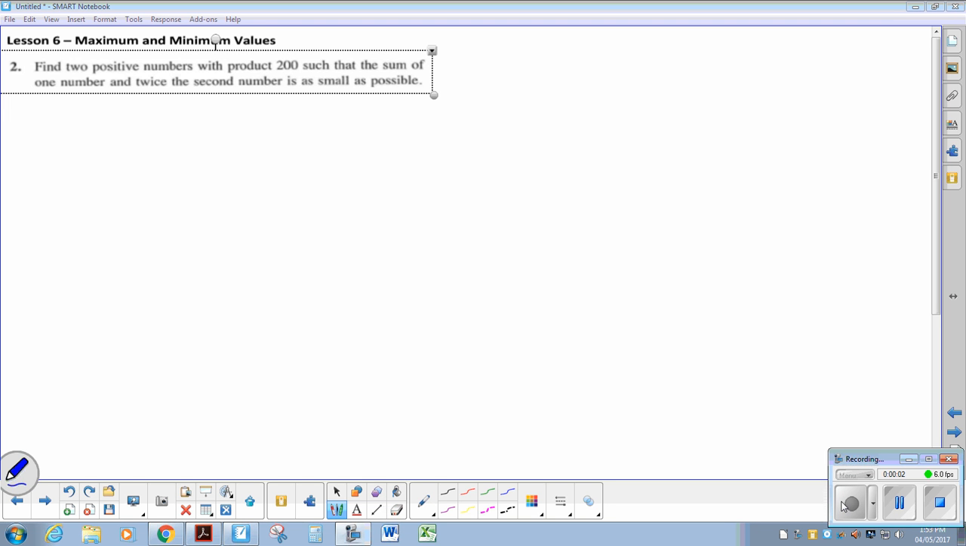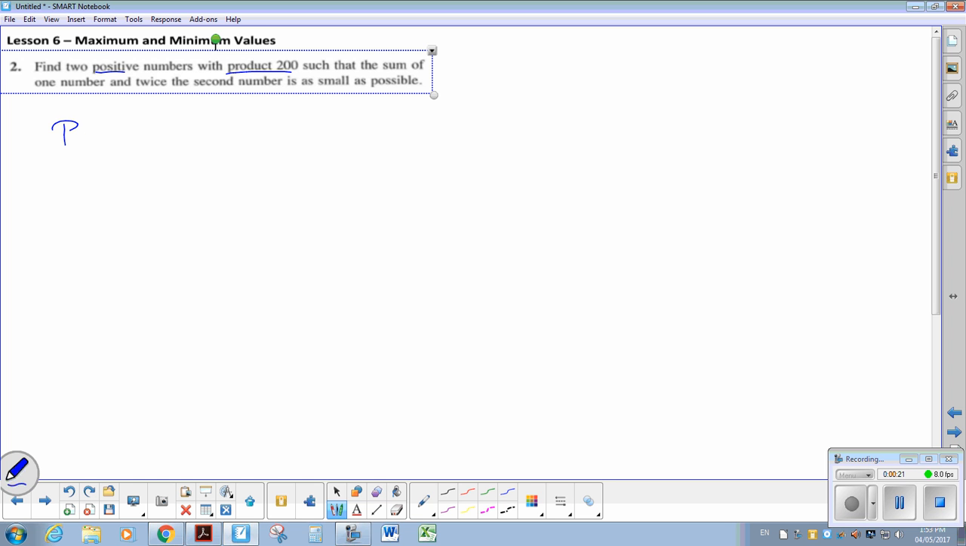Hello, this is a question from Unit 4, Lesson 6, Max Mins. I'm looking at number 2 from the homework. Find two positive numbers with product of 200. So this is a requirement for this particular question. It's got to be two positive numbers and the product has to be 200.